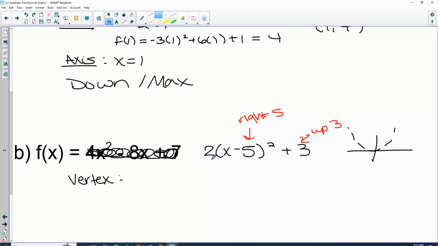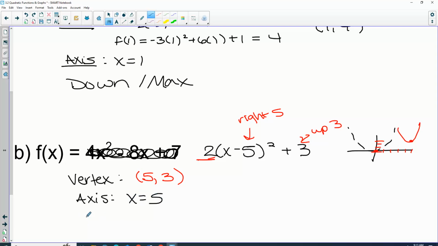I'm not even caring about this 2 right now, because all I'm trying to do is find the vertex. My vertex was (0, 0), but if I move that right 5 and up 3, where does my vertex end up? Positive 5 and up 3. So if it's transformations, you can just think about how the vertex gets moved. Axis of symmetry. And we have to write it as?